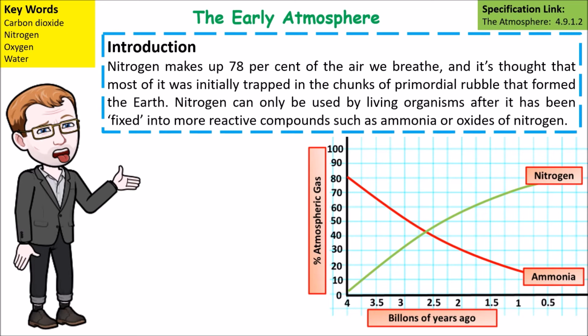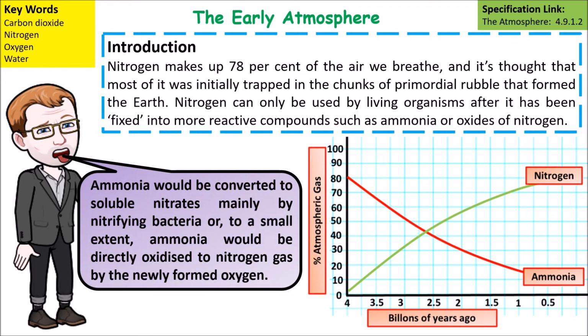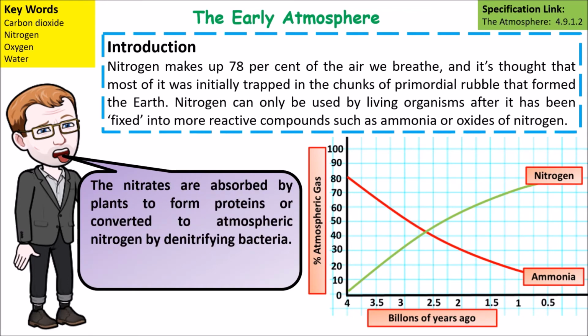You can see from the graph that over time nitrogen levels went up as ammonia levels decreased. Ammonia would be converted into suitable nitrates mainly by nitrifying bacteria, or to a small extent ammonia would directly oxidize into nitrogen gas by the newly formed oxygen. The nitrates are absorbed by plants to form proteins or converted into atmospheric nitrogen by denitrifying bacteria.